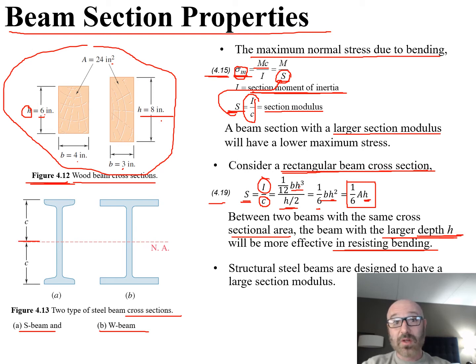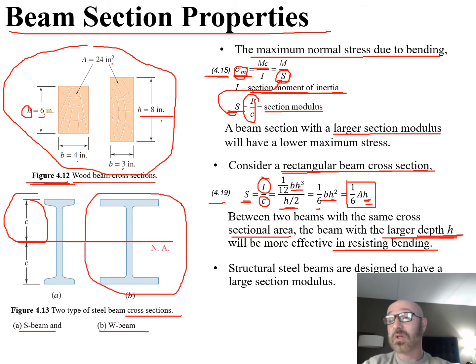And again, from our neutral axis, our H over 2 is that C value as well. So with that larger H, this is going to be better at resisting bending. The shape of these different types of I-beams is going to come into play and be very useful for that application.